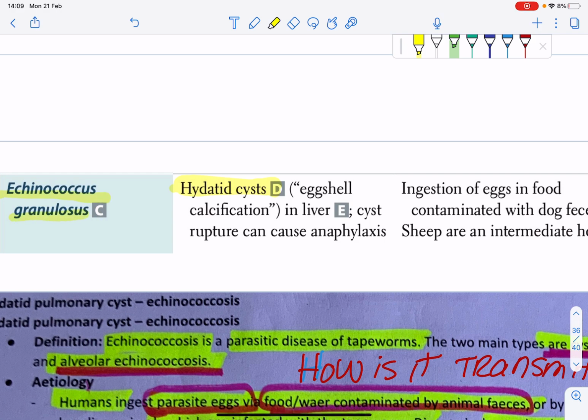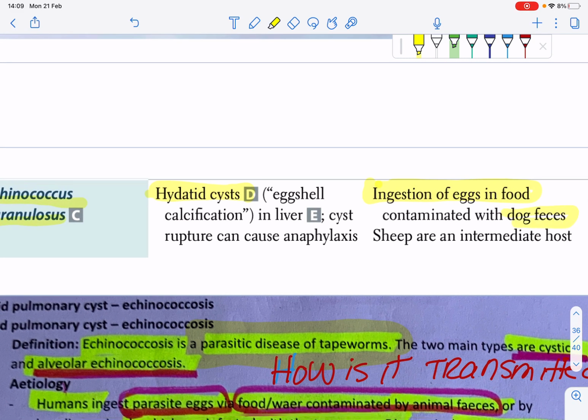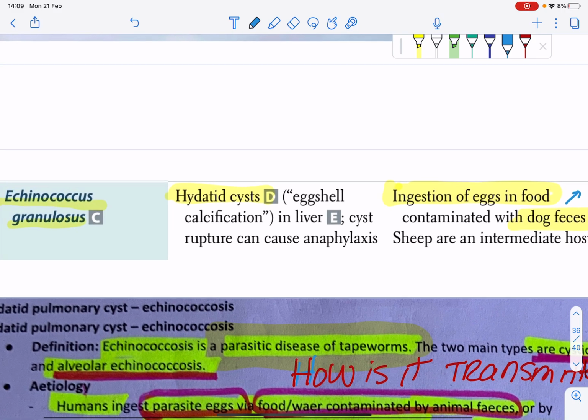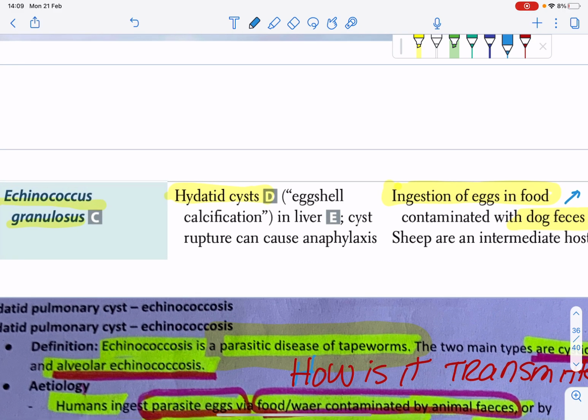Echinococcus, this parasitic disease of tapeworms, infects humans through dog feces, via ingestion of food which contains those parasitic eggs or is contaminated with dog feces, since dogs are the definitive host for these cysts and for these parasites.